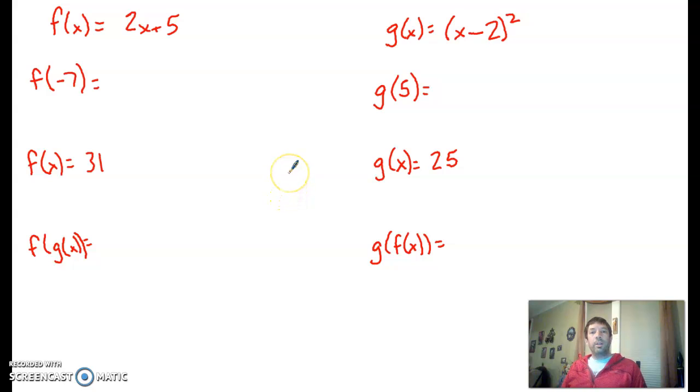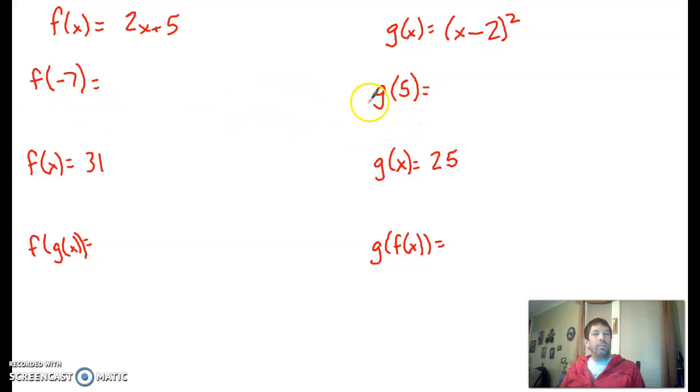Alright, this is going to be a lesson on composition of functions and function evaluation. So I've started off with two functions here, f of x equals 2x plus 5 and g of x equals (x minus 2) squared. The first thing we're going to do is look at a problem like f of negative 7 and g of 5.